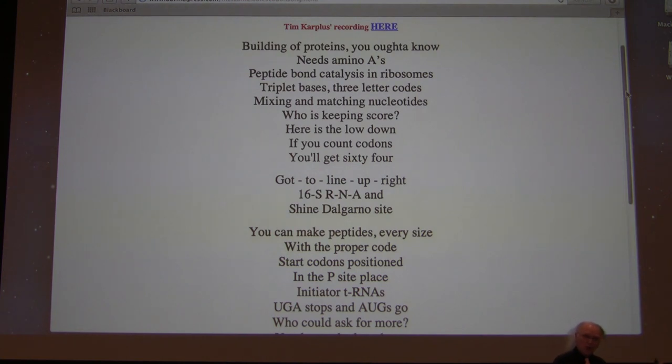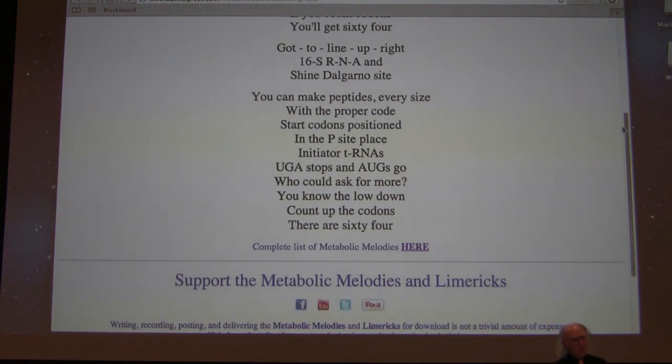Building of proteins, you ought to know, needs amino acids. Peptide bond catalysis in ribosomes, triplet bases, three-letter codes, mixing and matching nucleotides, who is keeping score? Here is the lowdown, if you count codons, you'll get 64. Got to line up right. 16S RNA, Shine-Dalgarno site. We'll talk about that later. You can make peptides every size with the proper code. Start codons positioned in the P-site place. Initiator tRNAs. UGA stops and AUGs go. Who could ask for more? You know the lowdown, count up the codons. There are 64.